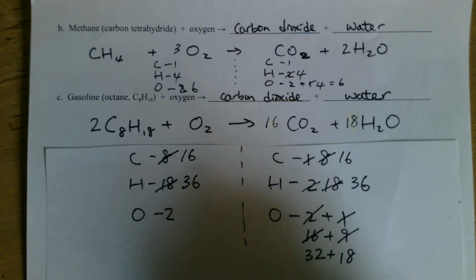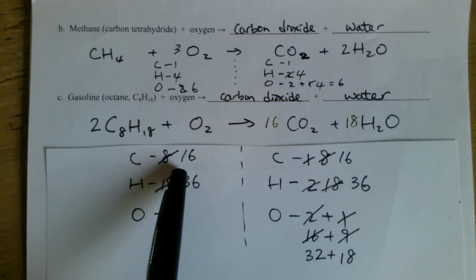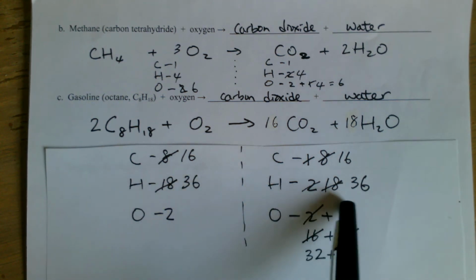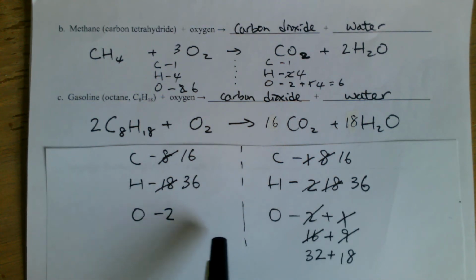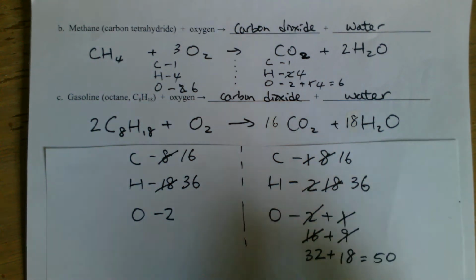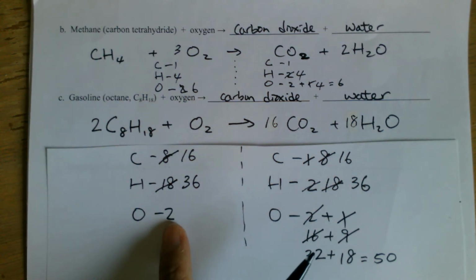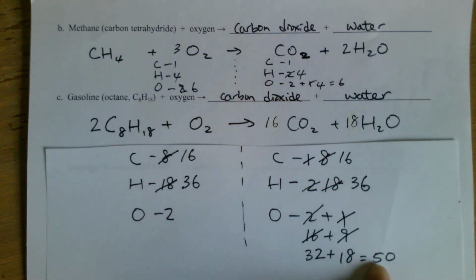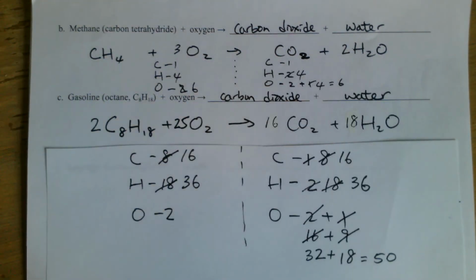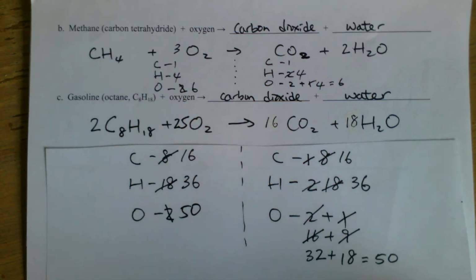32 oxygens. So right now our number of carbons is balanced, our number of hydrogens are also balanced. Now we have oxygen left. 32 plus 18, that is 50. Can we multiply a whole number by 2 to get us to 50? Yes, so that will be 25. So if we multiply our O2 by 25, we will get a total of 50 oxygens. So that's how you balance C.